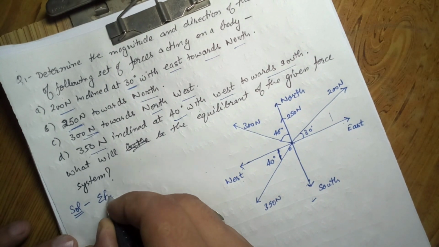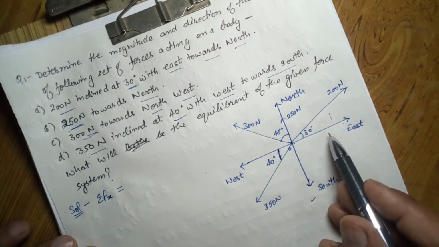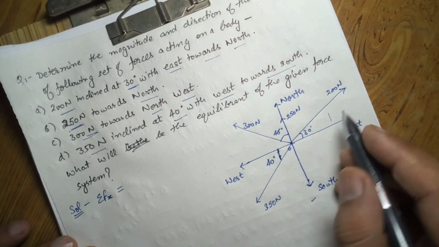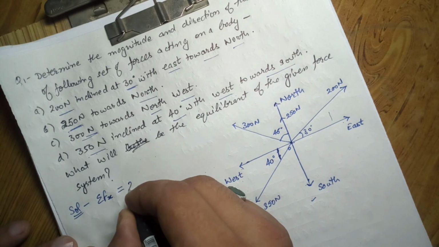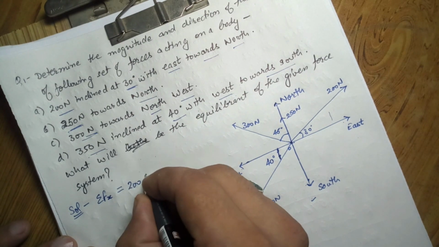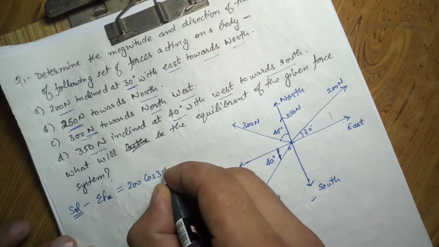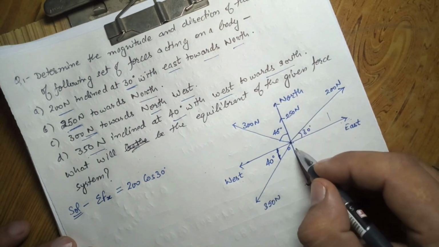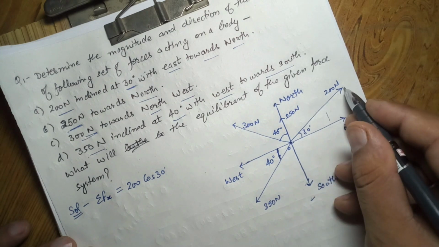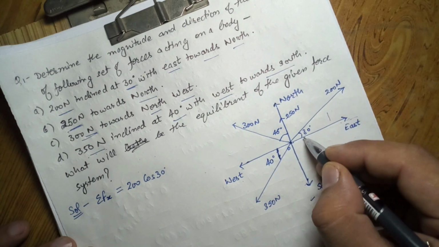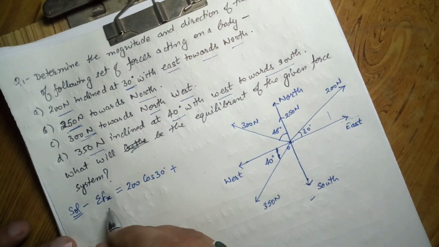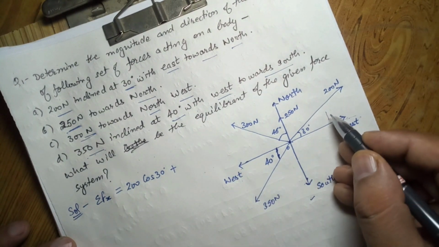So here we can directly apply this. Summation of Fx means the sum of all the force components in x direction. One by one we will take, like for this 200. What will be the x component of 200? That will be 200 cos 30. For the x direction it will be cos, for the y direction it will be sine. 200 cos 30, right? Now plus, because we are finding the summation.